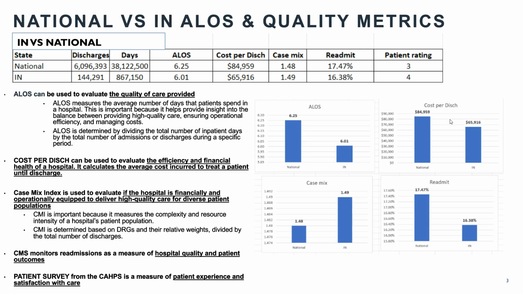Cost per discharge can be used to evaluate the efficiency and financial health of a hospital. It calculates the average cost incurred to treat a patient until discharge. Case-Mix Index is used to evaluate if the hospital is financially and operationally equipped to deliver high-quality care for diverse patient populations. CMI is important because it measures the complexity and resource intensity of a hospital's patient population. CMI is determined based on DRGs and their relative weights divided by the total number of discharges.